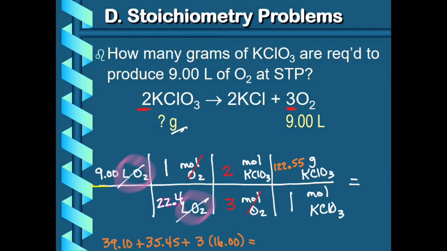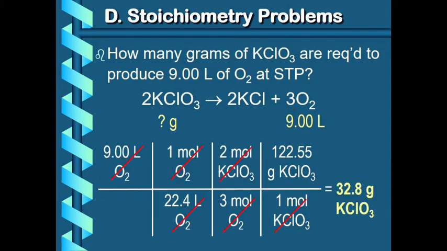So everything above this line is multiplied. So 9 times 1 times 2 times 122.55. Everything below that line you divide. So divide by 22.4, divide by 3. You can divide by 1. That won't change your answer. And you want to make sure you come up with the proper answer, which is 32.8 grams of KClO3.